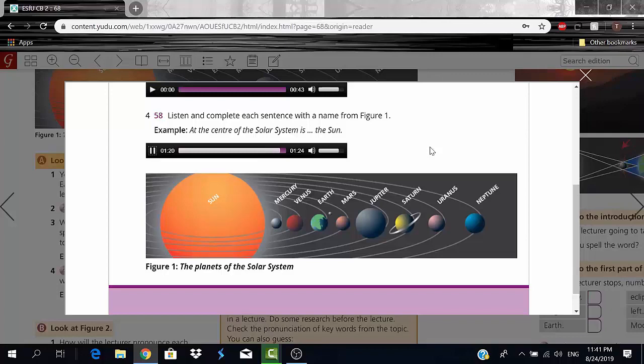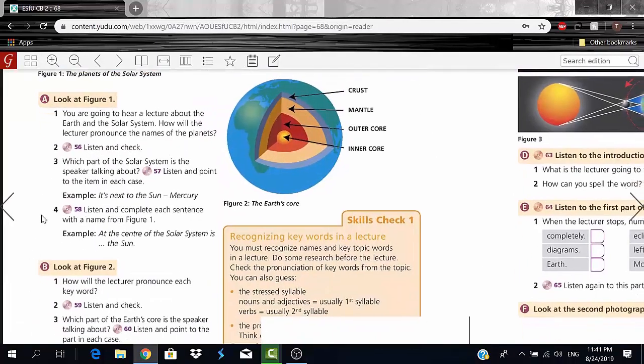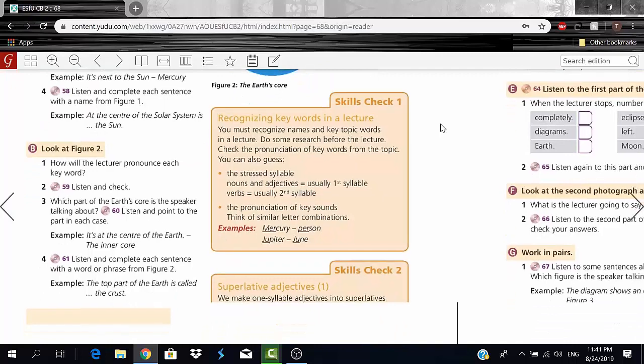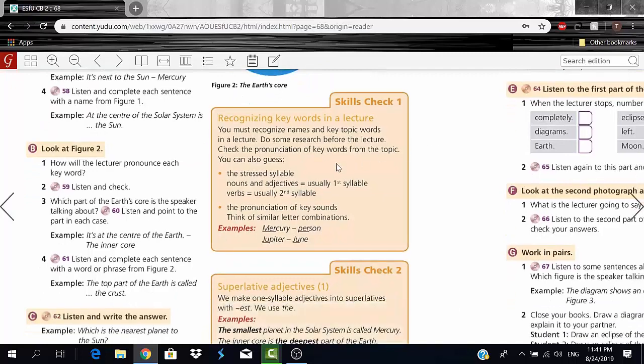Okay, now let's move on, you guys. So what do we have here? Okay, before we actually move on to exercise B, let's take a look at skills check 1 here. So, recognizing keywords in a lecture, and we actually talked briefly about this before and how you can recognize keywords in a lecture. And it's actually a must when you go to college or basically in your life, you should be able to recognize when someone is talking, their keywords, what they're talking about, specifically in a lecture here.